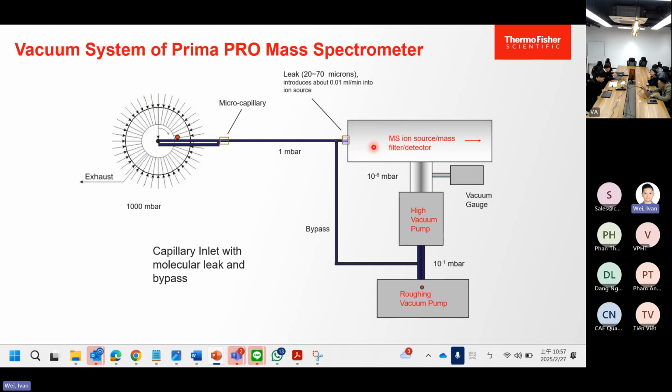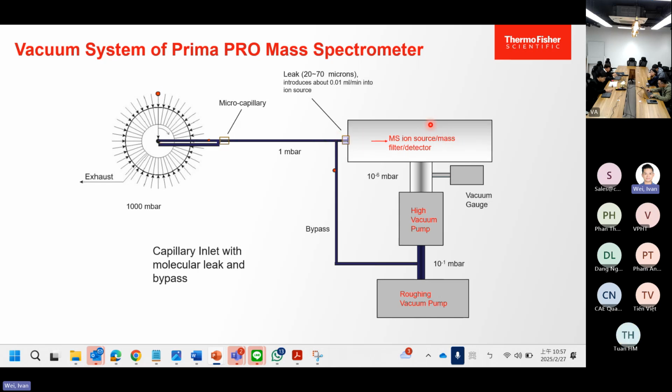So here we have a molecular leak that allows trace amounts of gas into our system to be ionized. The rest of the gas will be sucked into these rough vacuums. So some of the gas will bypass into our rough vacuums. The rest of the sample stream will go into this ion source and mass spectrometer, and everything will be under vacuum by our turbo pump. We do have a vacuum gauge in here that automatically feeds information to our system, to tell if the whole mass spec is under vacuum.